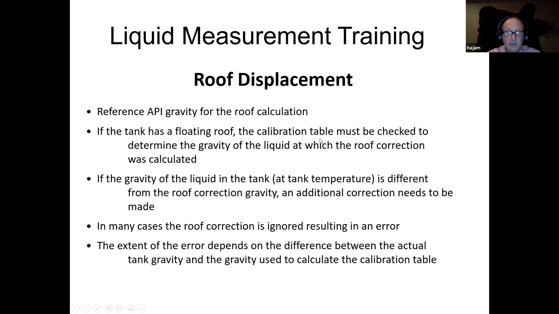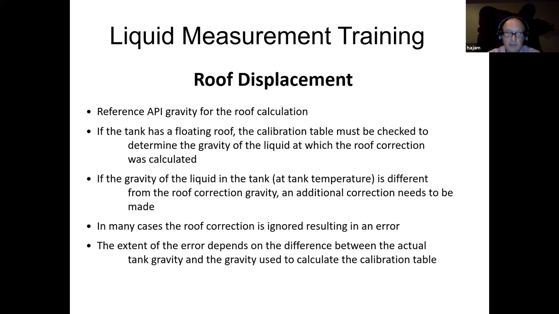Roof displacement. We talked about roof displacement a moment ago. There's a reference gravity for that roof displacement, and it's used in the calculation. If a tank has a floating roof, the calibration tables must be checked to determine the gravity of the liquid at which the roof displacement was calculated. So you must know what that gravity was to determine the adjustment in level and the adjustment in volume based on that roof.